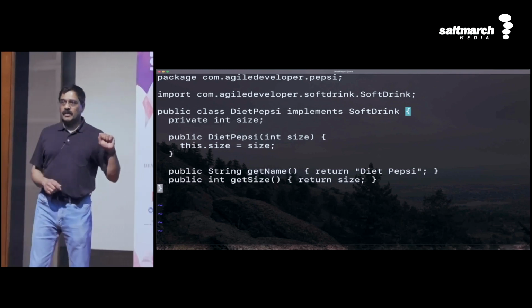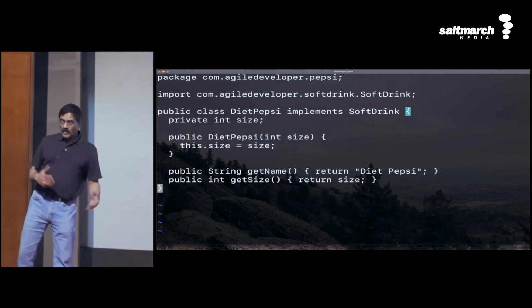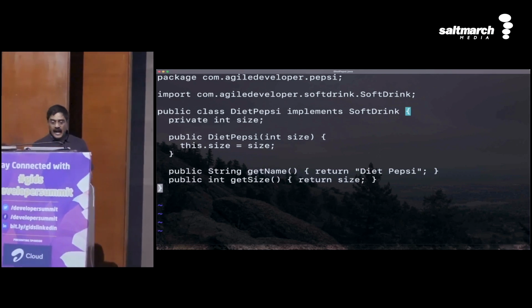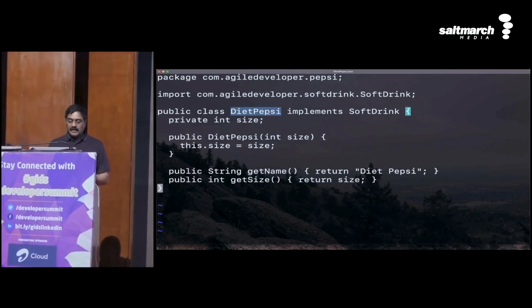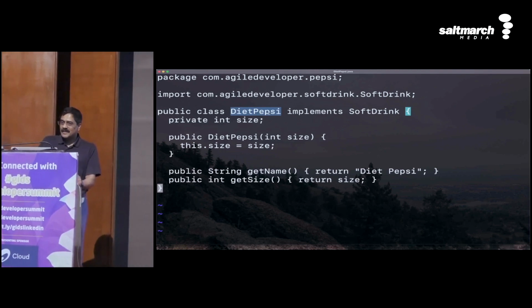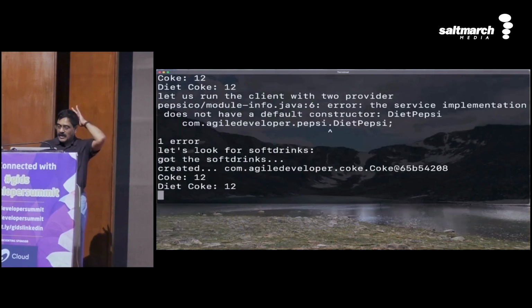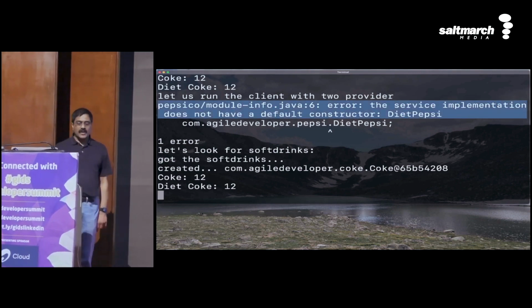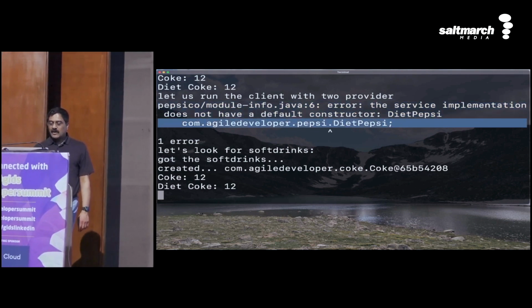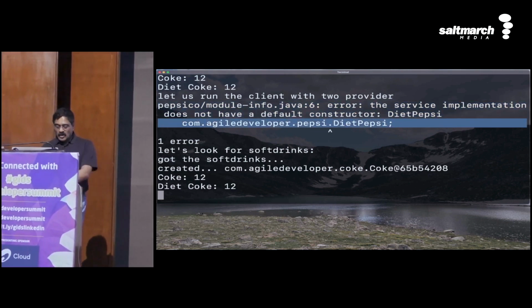So in this example, what just happened? It's not a complex constructor, but what don't I have right now? My Diet Pepsi doesn't have a no argument constructor. When you don't have a no argument constructor, the module system doesn't know how to create this object. It says, I cannot just pull a size out of thin air. I don't know what size means. So when you look at the output in the code right now, what you notice is an error. It says, hey, look, Diet Pepsi does not have a default constructor, error, I cannot compile this module, right? So what are we going to do now?